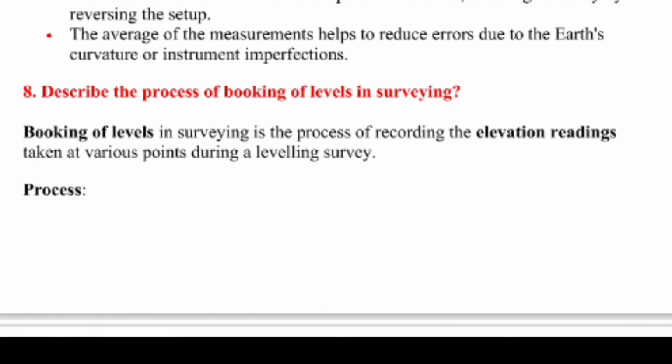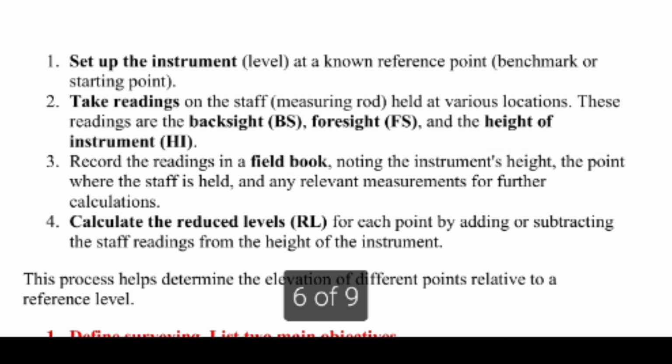So next question will be: describe the process of booking of levels in surveying. Before going to that, what is the booking of levels? It is the process of recording elevation readings taken at various points during leveling of the survey. Wherever you are going to do the surveying, there you take the points, and that we call booking. So how are we going to calculate the booking reading?